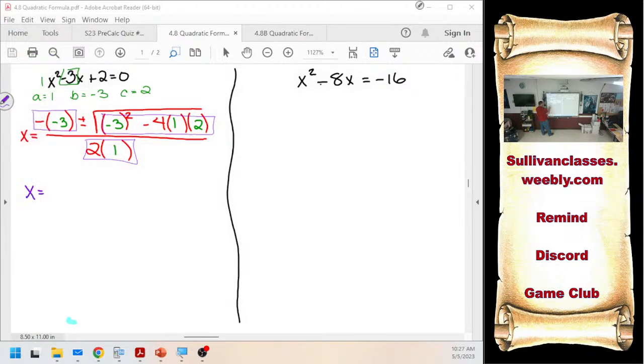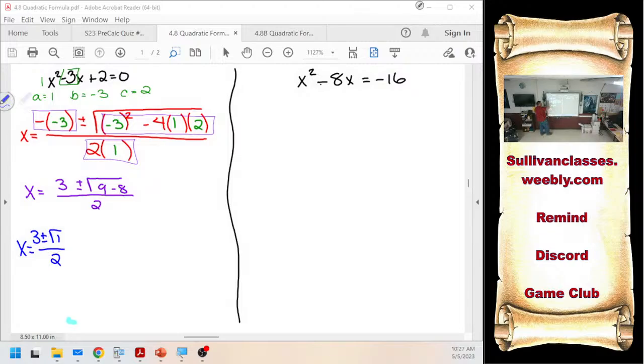So we get x is negative negative 3 is 3, plus minus square root of, all right, here, 3 squared is 9. 4 by 1 by 2 is 8. 2 by 1 is 2. What is 9 minus 8? What is the square root of 1? Yep. So I'll have x is 3 plus or minus the square root of 1 over 2.